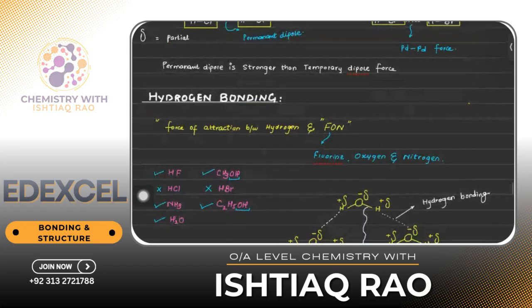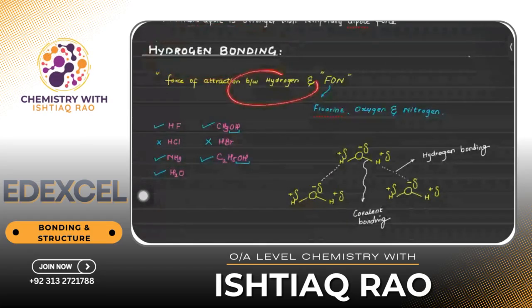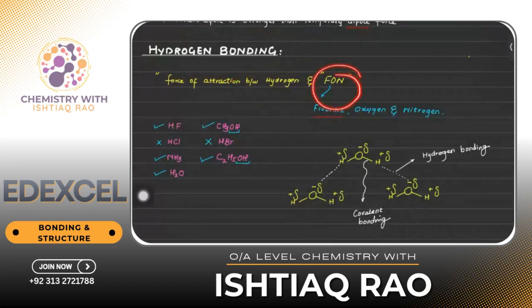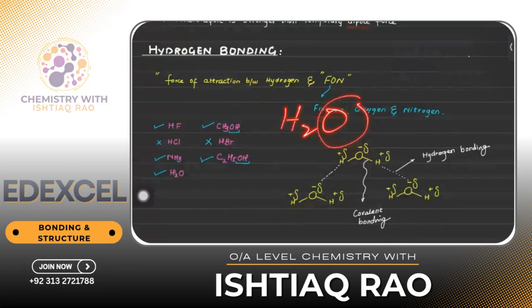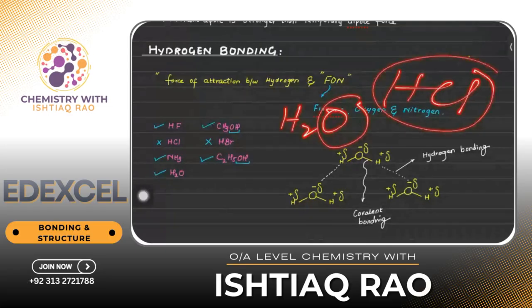Then we have hydrogen bonding, which is the force of attraction between hydrogen and highly electronegative elements. We have three highly electronegative elements: fluorine, oxygen, and nitrogen. HF has hydrogen bonding. Why? Because it has fluorine. In H2O, oxygen is highly electronegative, so it has hydrogen bonding. HCl doesn't have hydrogen bonding; it has only a permanent dipole. Water has a permanent dipole and also hydrogen bonding.